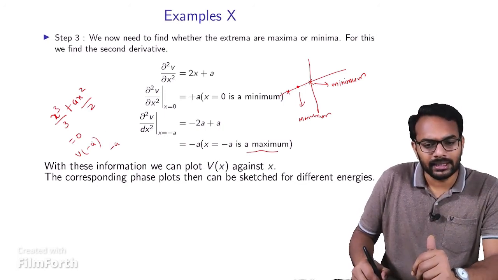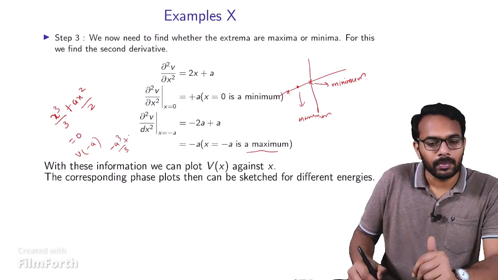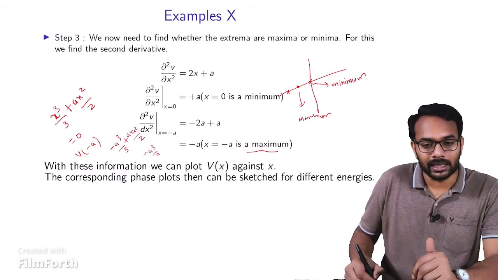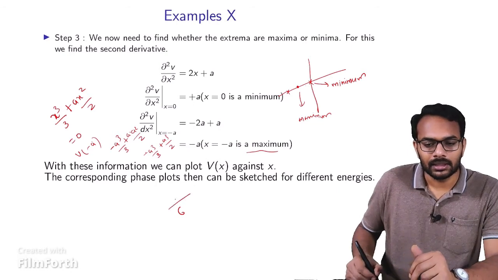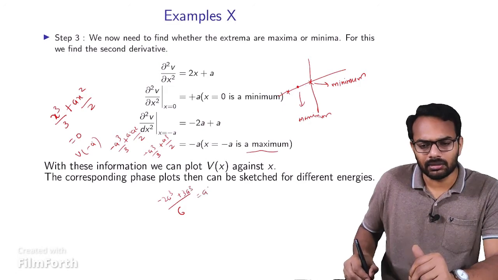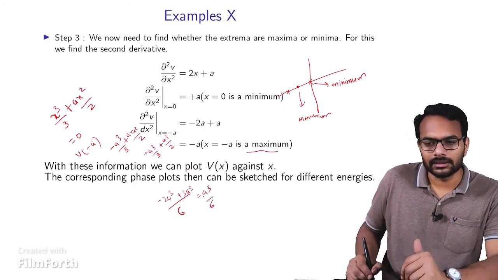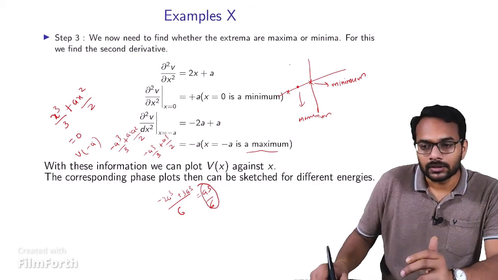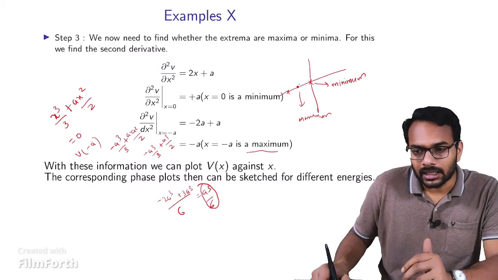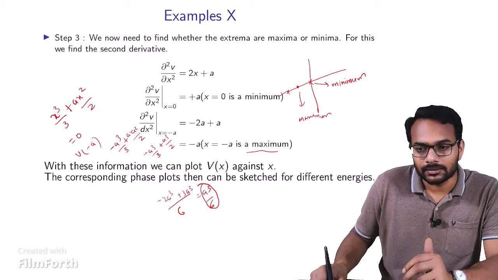So you put minus a cubed by 3 plus a into a square by 2. That's minus a cubed by 3 plus a cubed by 2. Is that correct? So what's that value? It's minus 2a cubed plus 3a cubed over 6, so it's a cubed by 6. Am I right? Yeah, it's a cubed by 6. So the value of the potential energy is positive, a cubed by 6, and we know that it's the maximum. So the maximum height is about a cubed divided by 6.